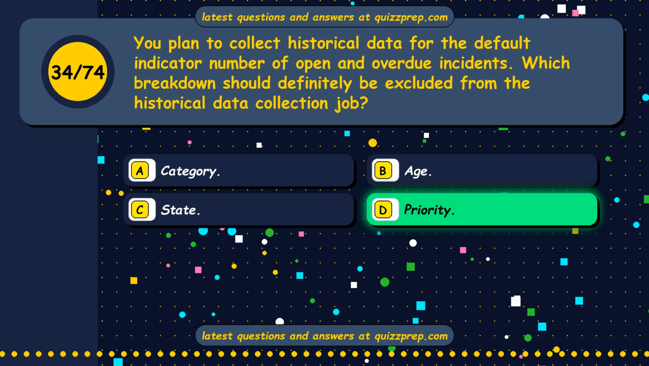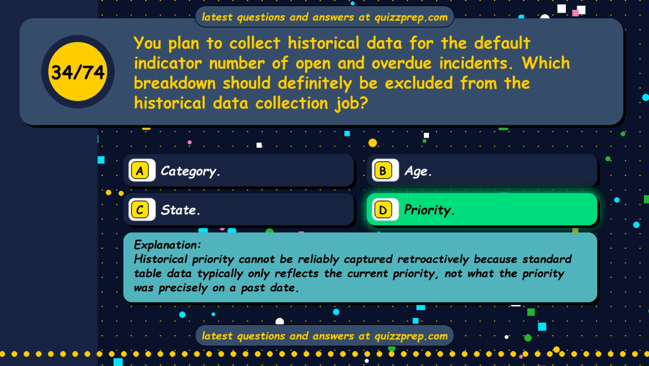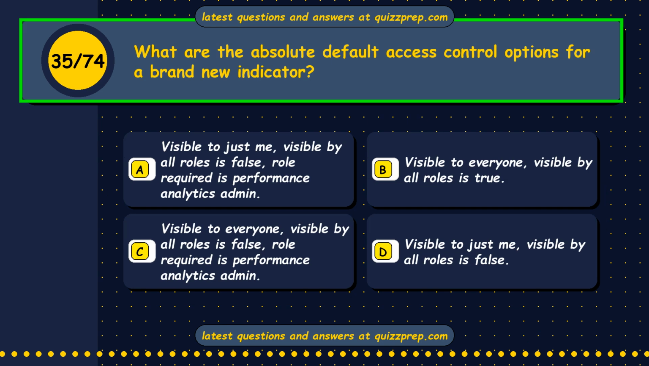The correct answer is option D, priority. Historical priority cannot be reliably captured retroactively because standard table data typically only reflects the current priority, not what the priority was precisely on a past date. Question 35. What are the absolute default access control options for a brand new indicator?